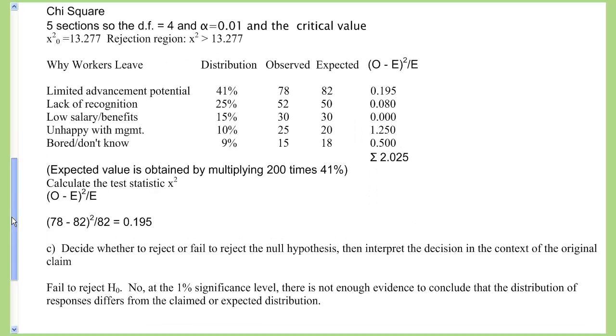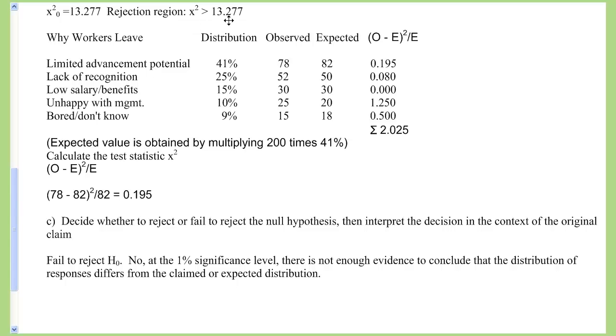Now look at the rejection area: any number greater than 13.277. This is not in the rejection area, so I'm going to fail to reject my null hypothesis. The way you interpret the decision is: at the 1% significance level, there is not enough evidence to conclude that the distribution of responses differs from the claimed or expected distribution.